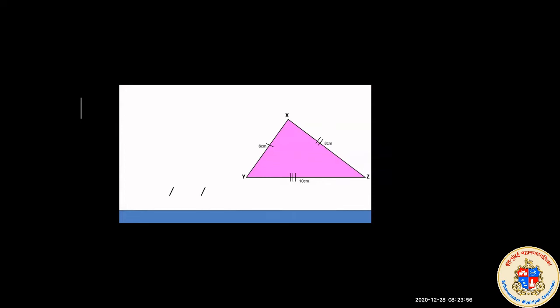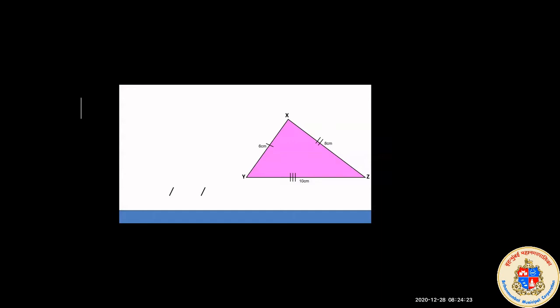If measurements are given, it is of course easy to understand that all sides are different. But if measurements are not given, then these lines are helpful to identify whether the sides are equal or not equal. So here measurements and lines are both given, so we can say they all are different. XY has one slash, XZ has two slashes, and YZ has three slashes. That means they all are different.